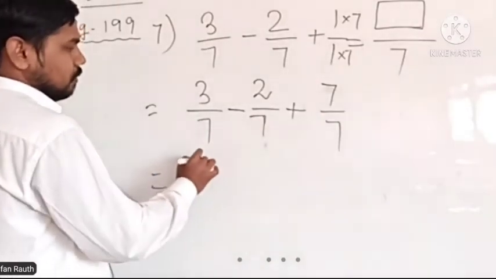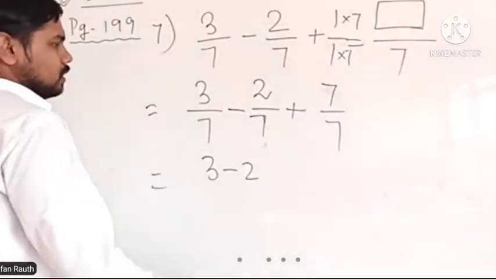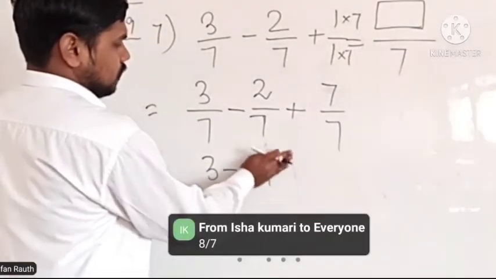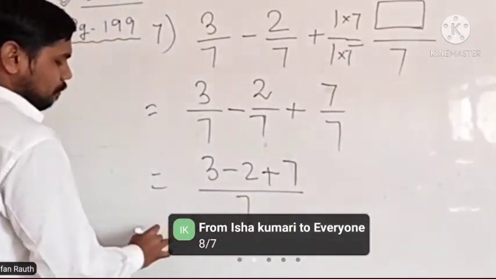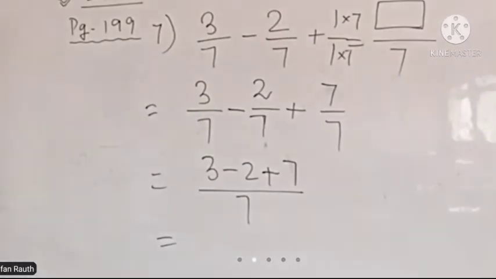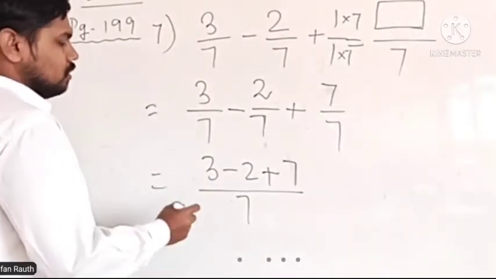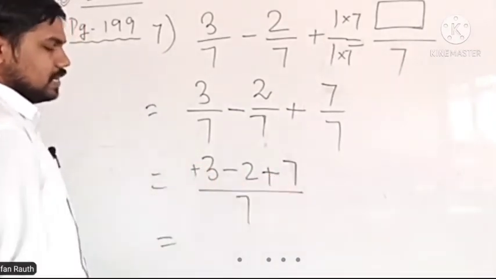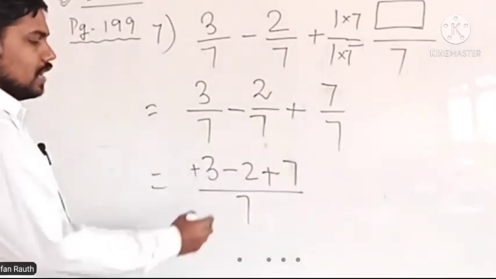So this will become 3 minus 2 plus 7, 3 minus 2 plus 7 divided by 7. Here you need to keep one thing in mind very carefully: the sign, the symbol. This is also plus, and nothing is there means the plus sign is there only. So first you have to add the positive numbers and then you can subtract.